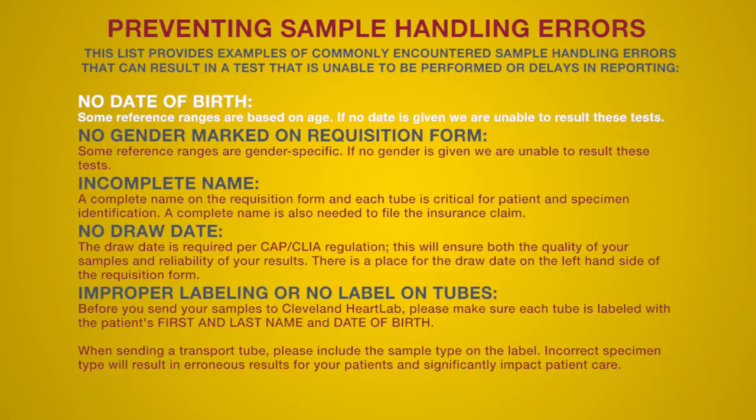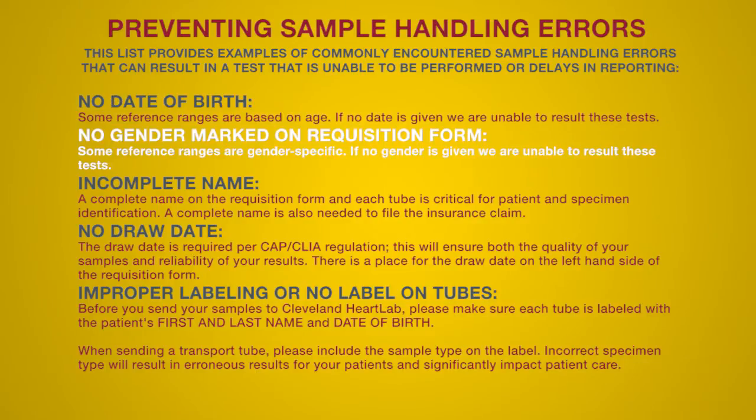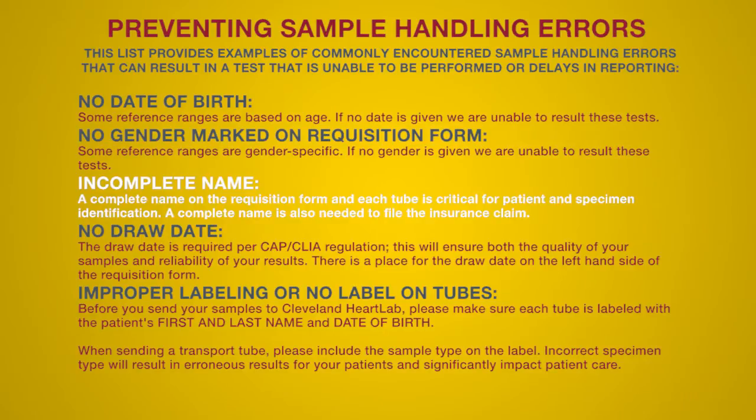No date of birth. Some reference ranges are based on age. If no date of birth is given, we are unable to result these tests. No gender marked on requisition form. Some reference ranges are gender specific. If no gender is given, we are unable to result these tests. Incomplete name. A complete name on the requisition form and each tube is critical for patient and specimen identification. A complete name is also needed to file the insurance claim.